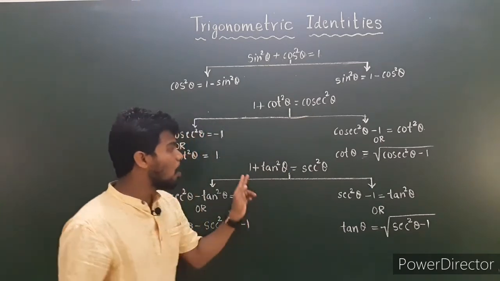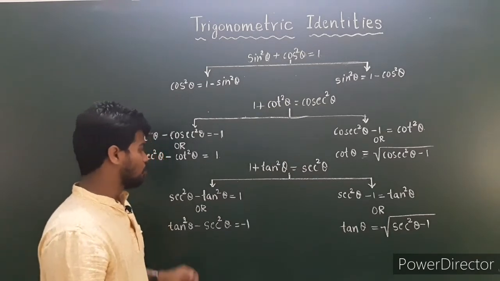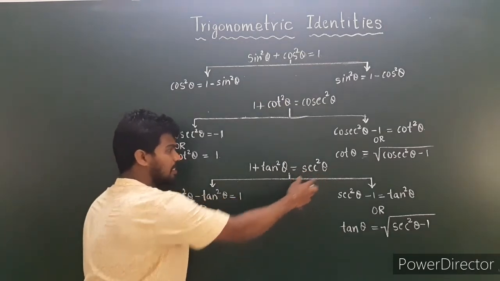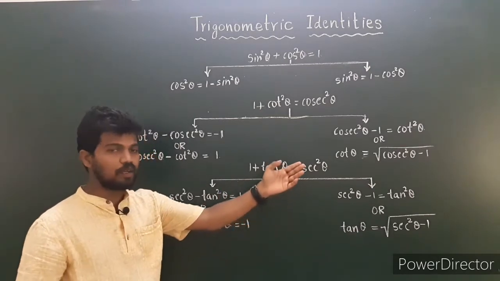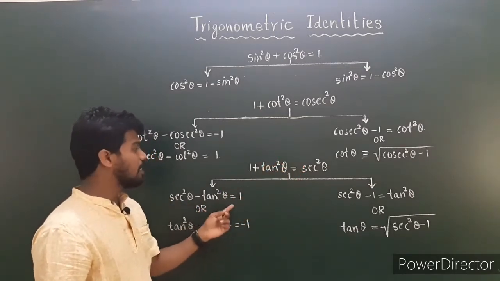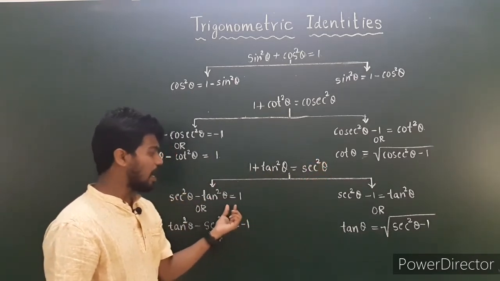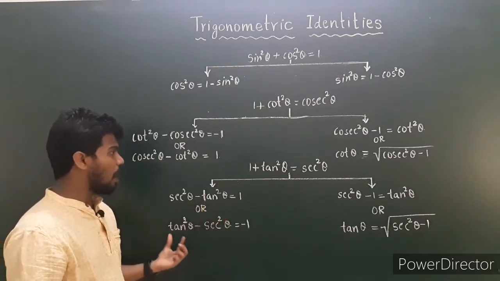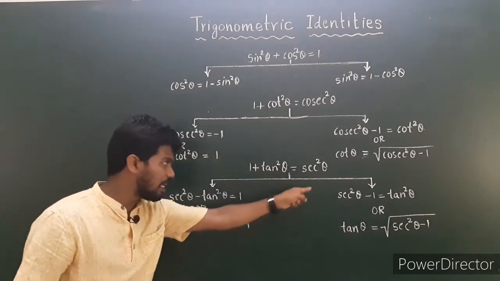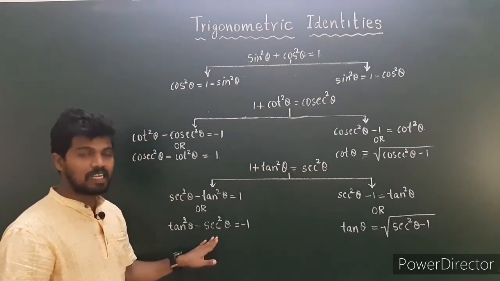Next, 1 plus tan square theta is equal to secant square theta. You take secant square theta as it is, and you transpose tan square theta to that side, and you get 1. So secant square theta minus tan square theta is equal to 1. Similarly, tan square theta minus secant square theta is equal to minus 1 using transposition.